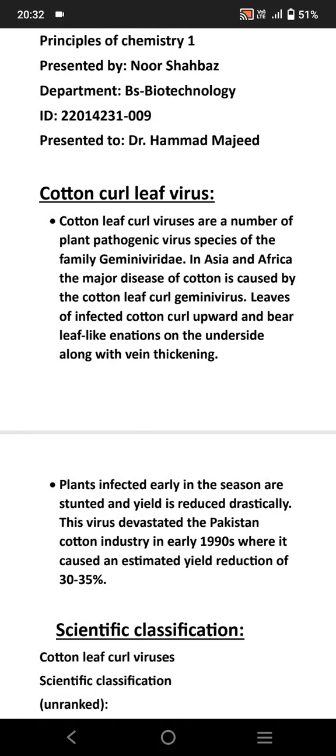Plants infected early in the season are stunted and yield is reduced drastically. This virus devastated the Pakistan cotton industry in the early 1990s, where it caused an estimated yield reduction of 30 to 35%.